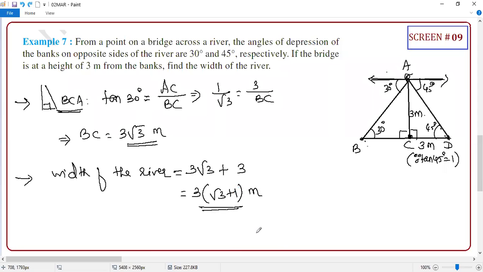Any doubts? Any doubts from anyone? This is also a repeated question in the board exam, guys. When I'm giving the board exam question paper, you will understand this. Any doubts? No, sir, no doubt.